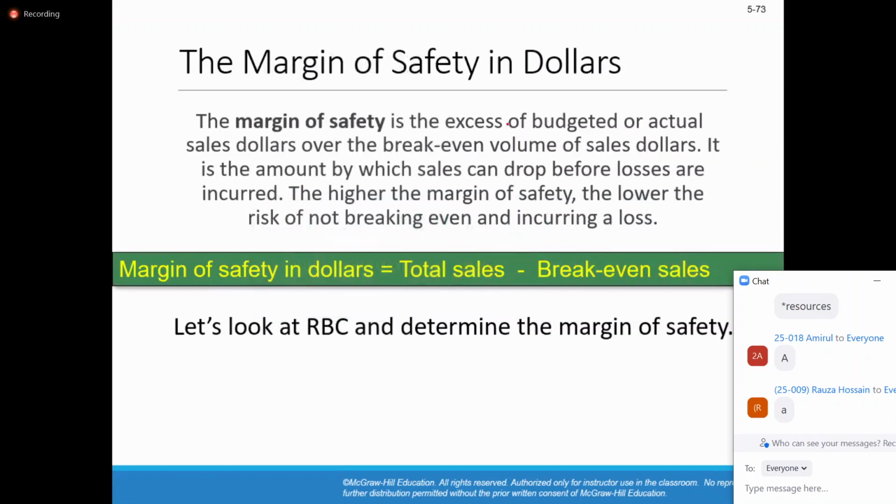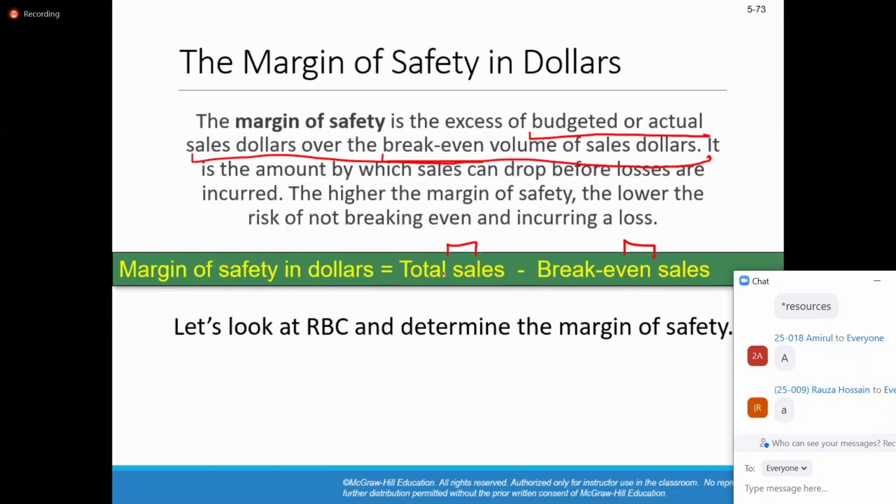So what is it? It is the excess of budgeted or actual sales dollars over the break-even sales dollars. So you have a break-even sales dollar and you have either a budgeted or target sales dollar, or an actual sales dollar. The total sales, actual or budgeted, will come first, and the break-even sales will come here. The difference between these two is the margin of safety.